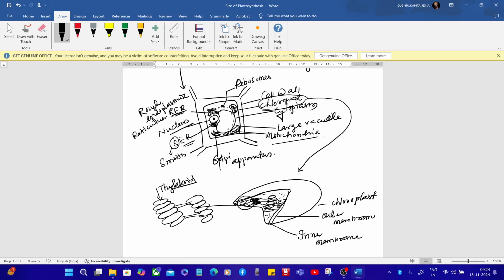And this fluid is called the stroma, the fluid that is present inside the chloroplast. And this whole structure is called a granum. This is one granum, this is another granum. So as a whole, you can say grana in plural form. This one is singular.